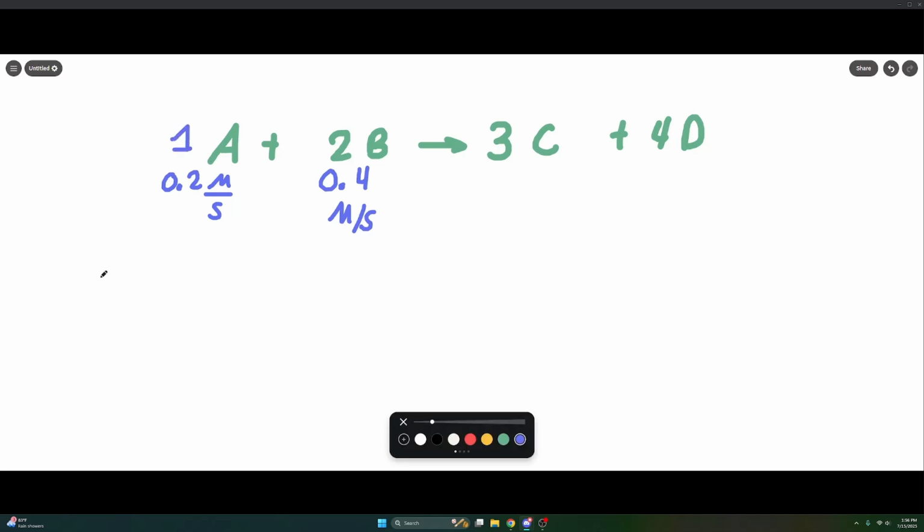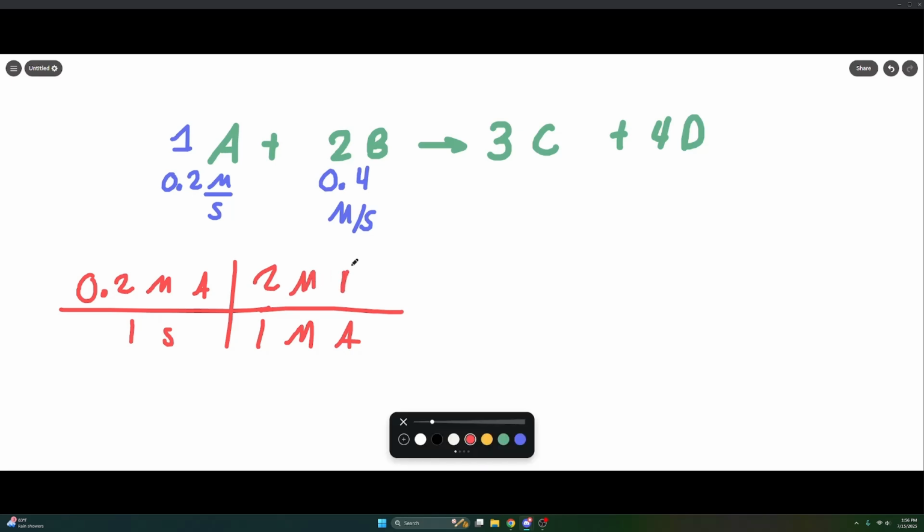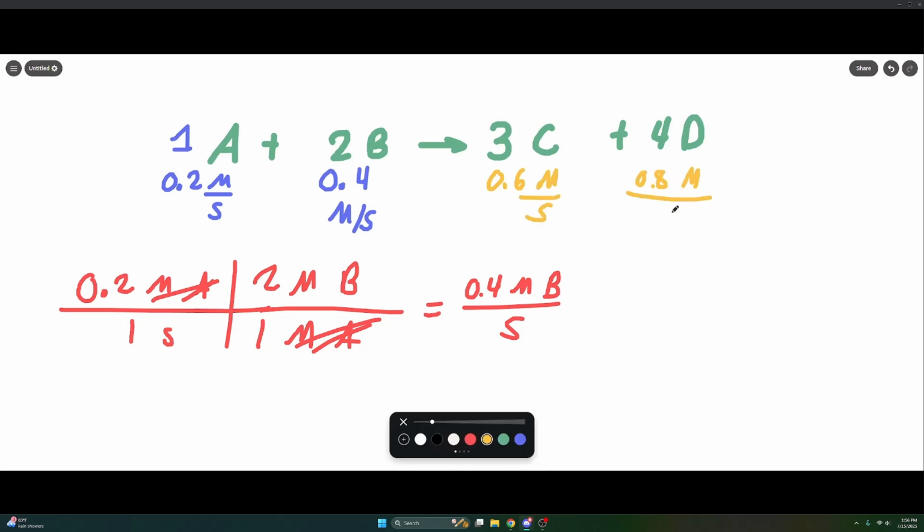Because this is a 1, I can hop in some dimensional analysis. I can say 0.2 molarity of A per 1 second. And then I can say, well, for every 1 molarity of A, you need 2 molarity of B. Cross out A, cross out A. Now I'm just in molarity of B per second, which is the unit I want. And I get 0.4 molarity of B per second. And with the same idea, yes, it's 0.6 molarity per second for C. It's 0.8 molarity per second for D. Pretty straightforward stuff. Very similar to what you've been doing in stoich before.